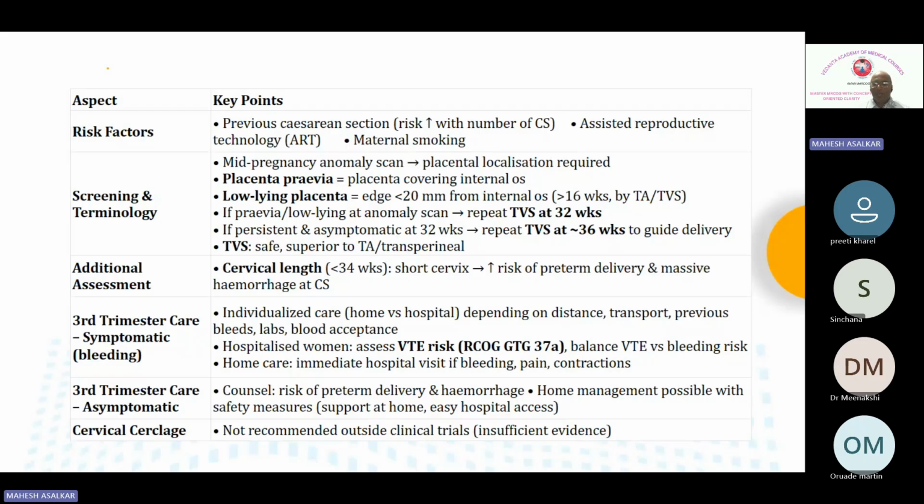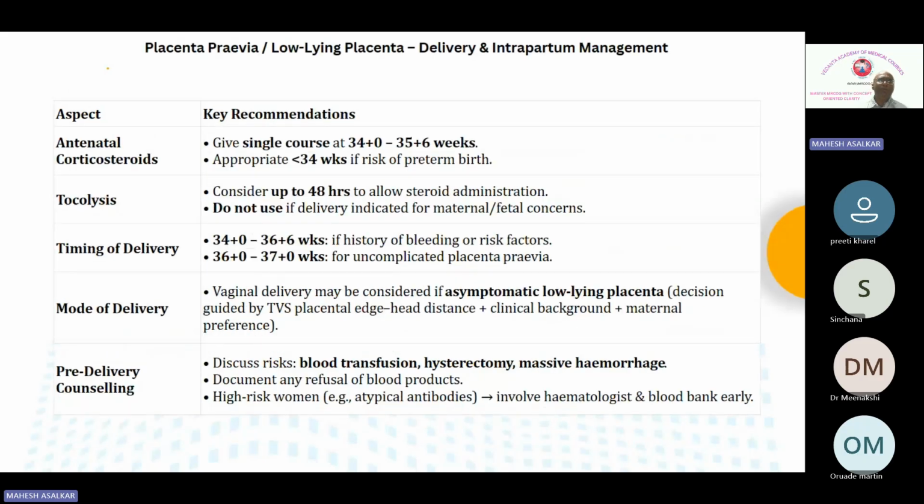Either it can be home care or hospital care. For asymptomatic cases, home care is sufficient, but we have to counsel them regarding the risk. Hospital care will be given if there is a history of bleeding. Now, for placenta previa and low-lying placenta, what kind of delivery and intrapartum management is required? Antenatal steroids should routinely be given at 34 to 35.6 weeks of gestation, and if there is a risk of preterm birth, we give them at 34 weeks.